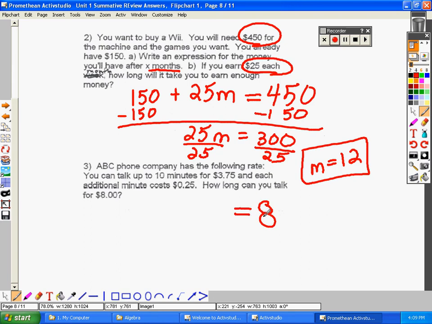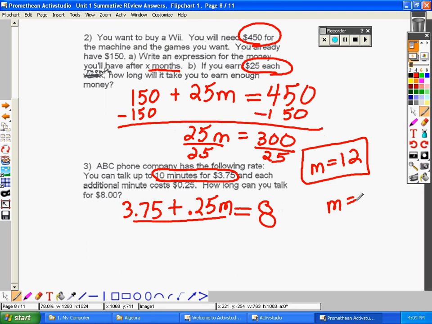Now let's think about this side of the equation is going to be how much money we are actually going to spend. How do they charge us for this problem? Well, let's see. You know it's automatically going to cost $3.75 for the first 10 minutes. And then we're going to add to that 25 cents each additional minute. Now, this is really important. M equals, and you can see it right here, it says additional minutes.